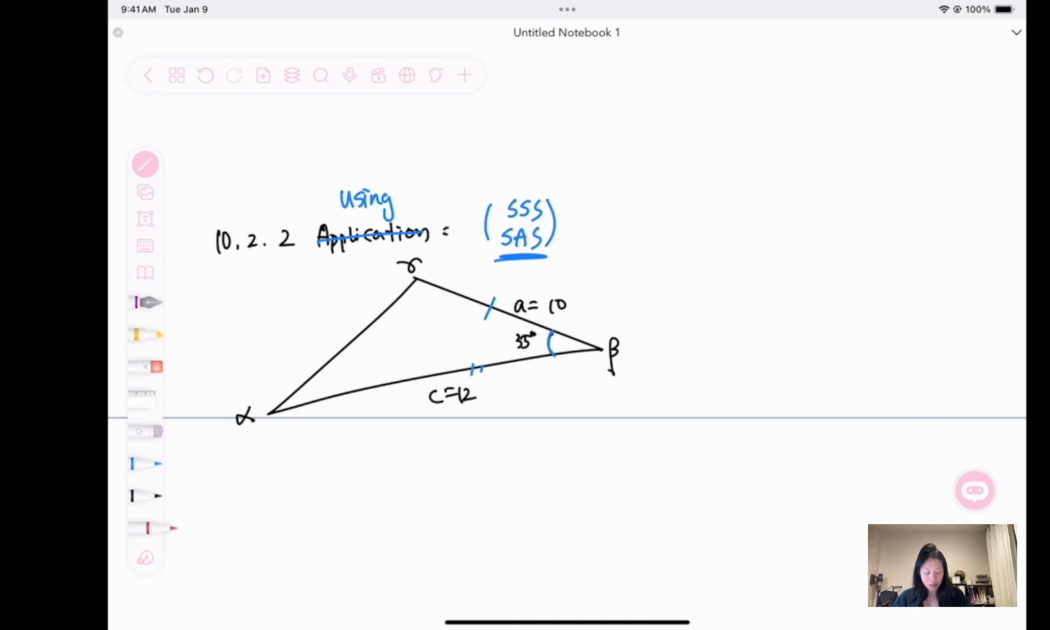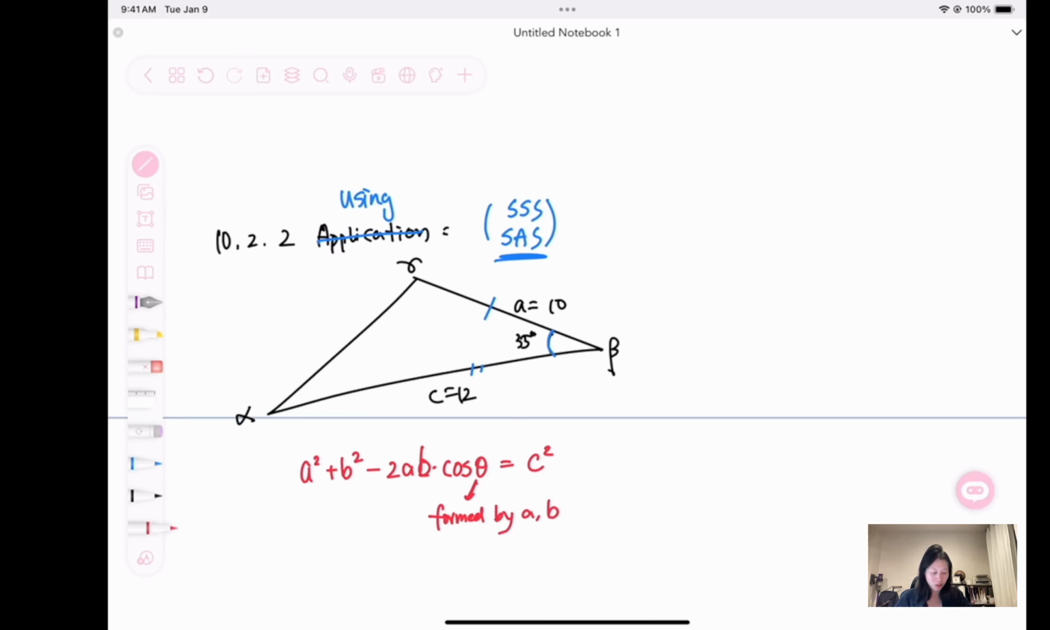Okay, the law of cosines states that a squared plus b squared minus 2ab times cosine of theta equals c squared. The theta is formed by a and b. This is the general definition of the law of cosines.